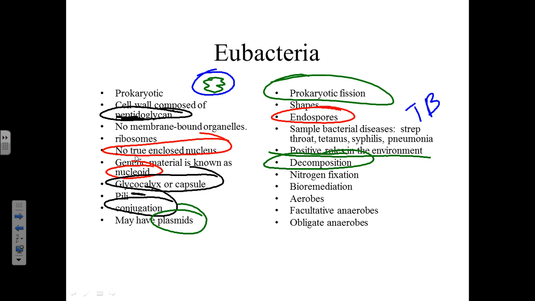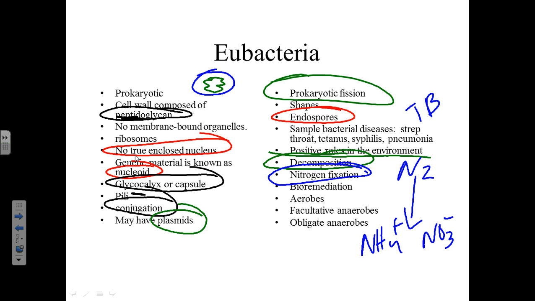We've talked a lot about how a lot of bacteria will do nitrogen fixation. They'll take N2 out of the air, break that triple bond, and convert it into what? Two ions: ammonium or nitrates, which are forms of nitrogen that plants and animals can use.